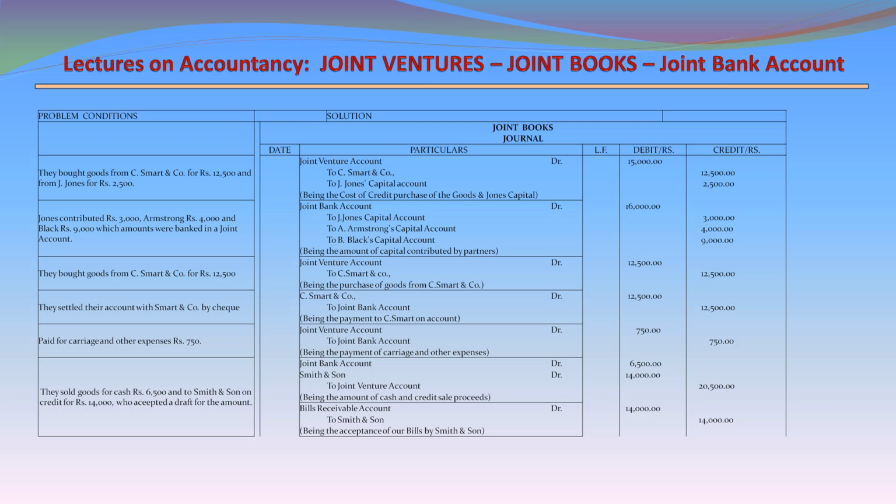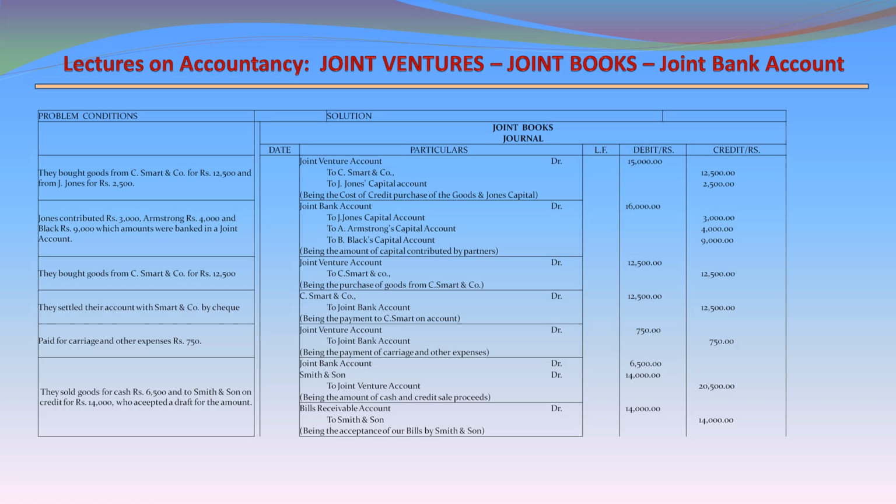Next transaction. Jones contributed Rs 3,000, Armstrong Rs 4,000 and Black Rs 9,000, which amounts were banked in a joint account. Journal entry for this transaction: Joint bank account debit 16,000 to J. Jones capital account 3,000, to A. Armstrong capital account 4,000, to B. Black's capital account 9,000, being the amount of capital contributed by the parties.